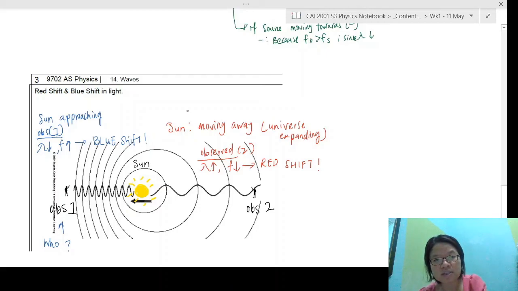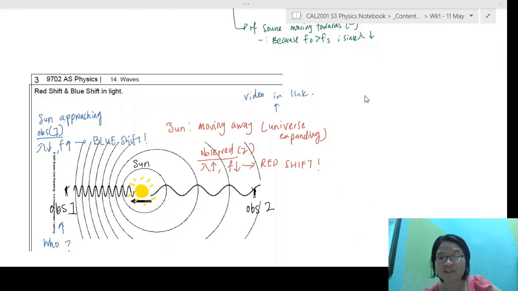Okay, so this sun moving away and universe expanding thing, I will include another video in the description box down below. You can watch it if you're interested to see how we use red shift and blue shift to come up with the theory that the universe is expanding.